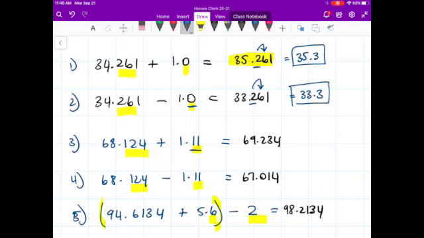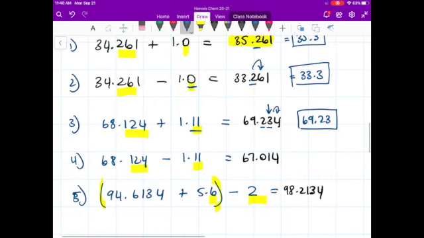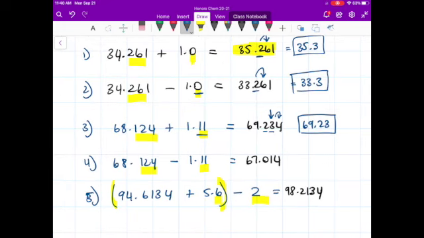This number here can only go to this 100th place, so I'm going to have to stop my answer right here. I look to the right, that number does not round up, so this is going to be 69.23. Final answer, adding with sig figs. This number here can also have 2 sig figs. I look to the right, this number does not round up, so my final answer is 67.01.